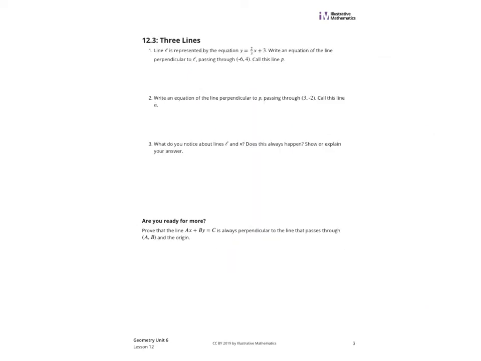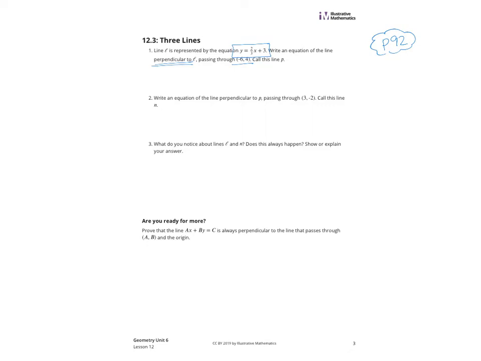So let's take a look at 12.3. You'll find that on page 92 of your workbooks. So the first question says line L represents this equation. So this is the equation of line L. It says write an equation of the line perpendicular to L passing through (6, -4).